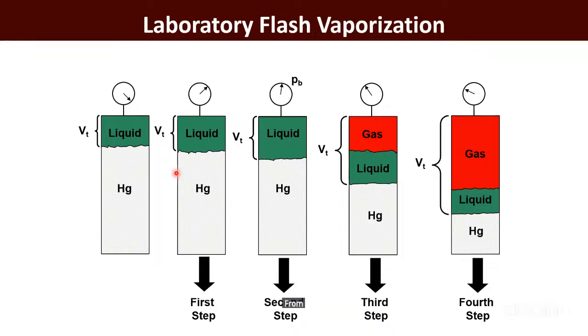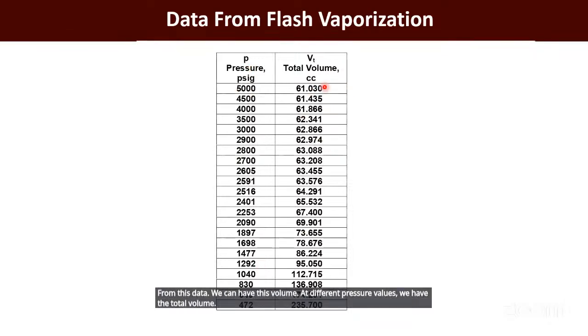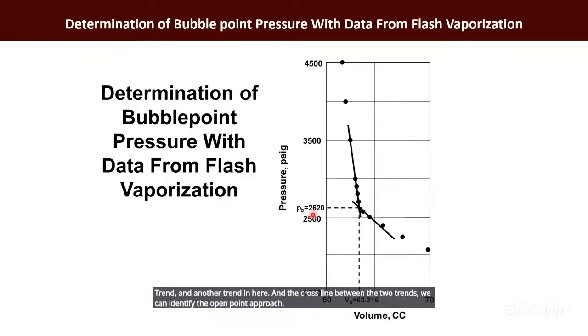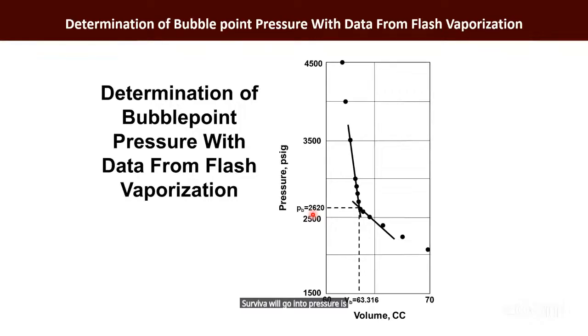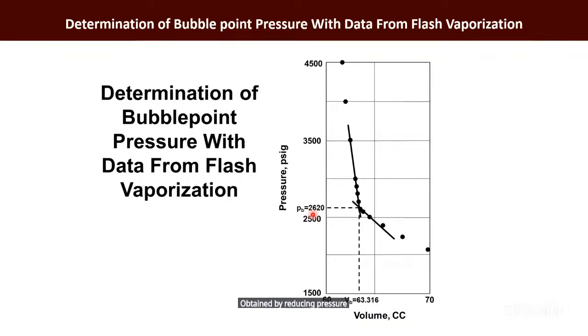From this data, at different pressure values, we have the total volume of the cell. And then they are plotted against each other. We have this trend and another trend in here, and at the cross line between the two trends, we can identify the bubble point pressure. So the bubble point pressure is identified from the flash vaporization data through the total cell volume obtained by reducing pressure at several stages.